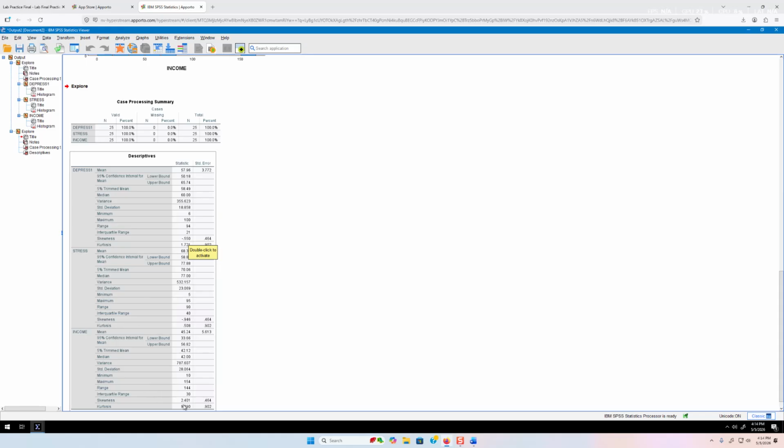Income, skewness is 2.4, so positively skewed. This is a big skew here. So the greater the number, the greater the skew, basically. So that gives you a verification about skewness from the data. If you want that, you don't need it. You can just look at the histogram.